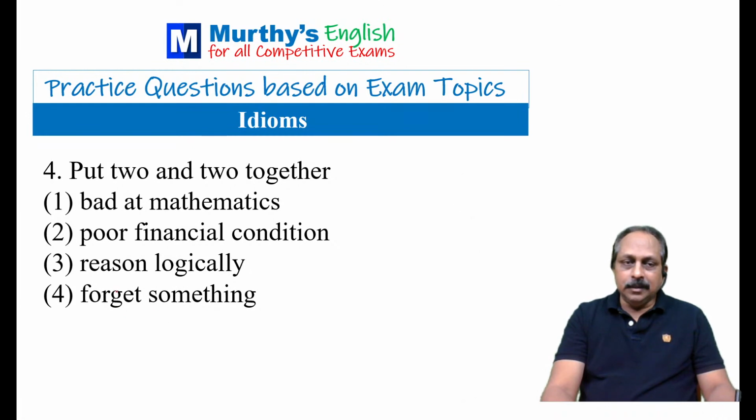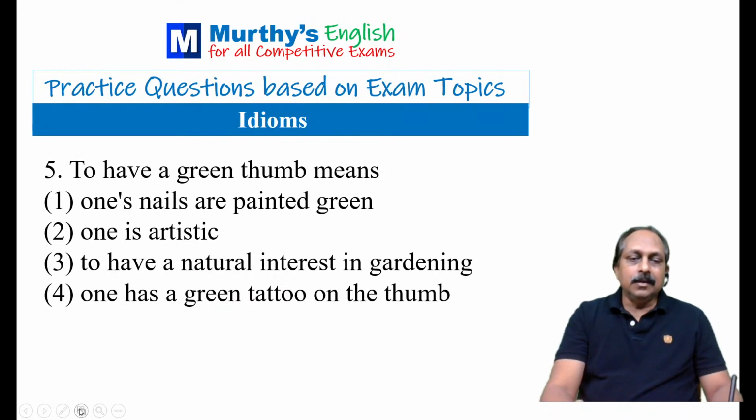Reason logically. That's right. What is the answer here? Reason logically. Put two and two together means reason, think logically. The last one. To have a green thumb means what? Green thumb, green fingers. Green thumb, American English. Green fingers, British English. They both mean the same.